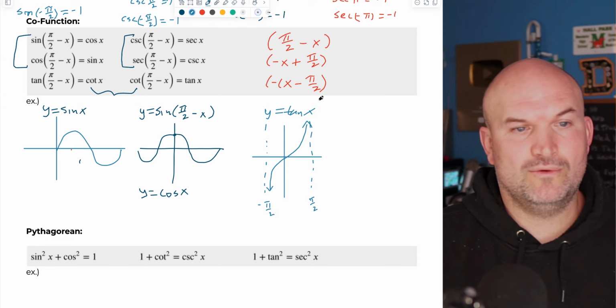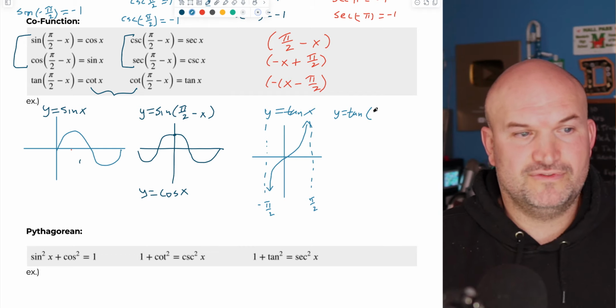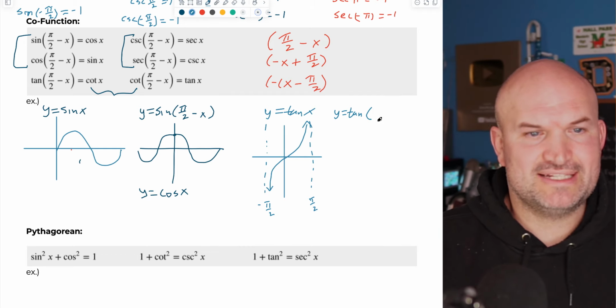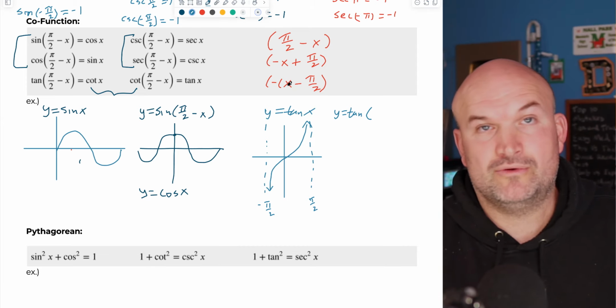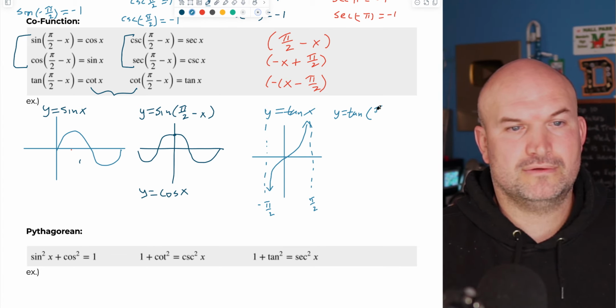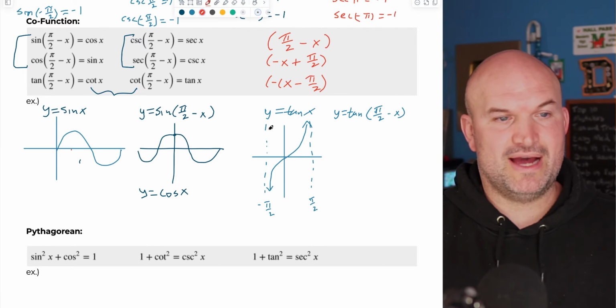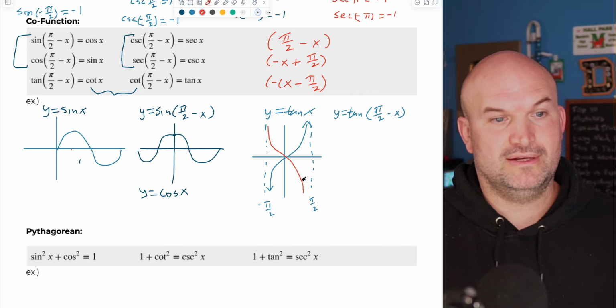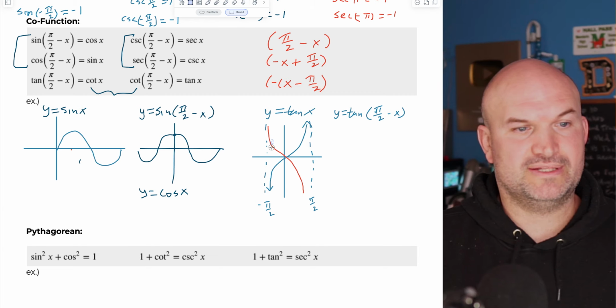So let's see what the graph of y equals tangent of pi halves minus x looks like, if we just apply those transformations, shifting it to the right and reflection. Take this graph. If we reflect it about the y-axis, it's going to look like this. Now let's shift it pi halves to the right.